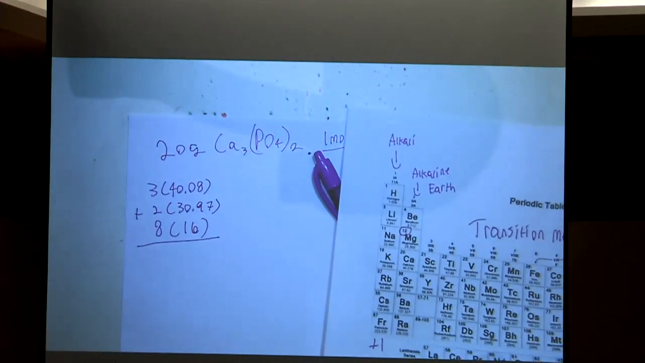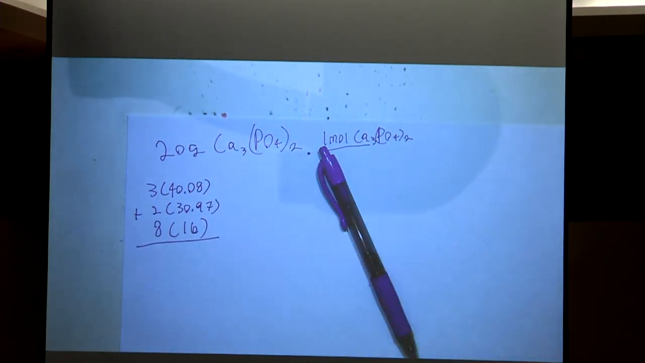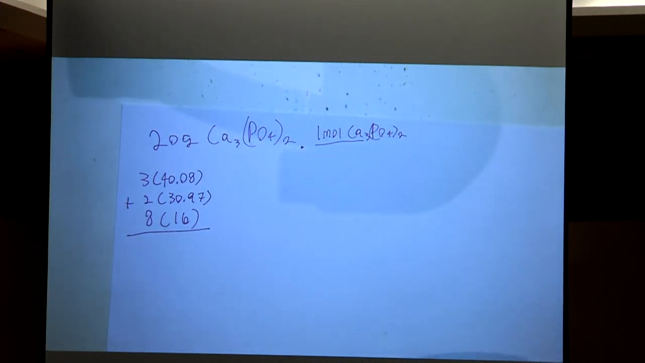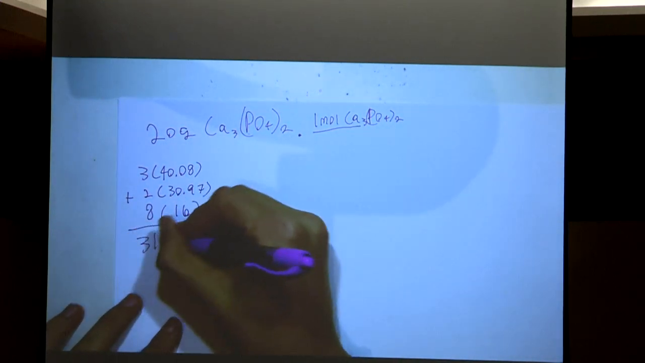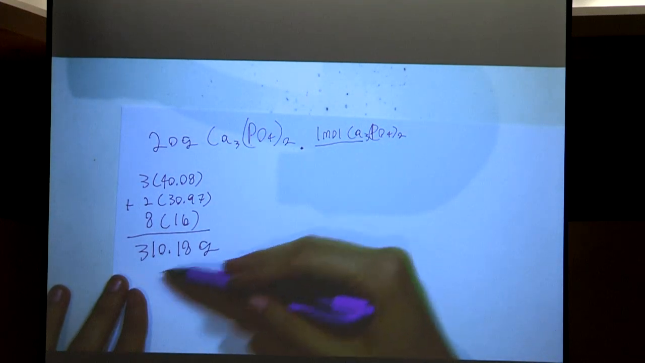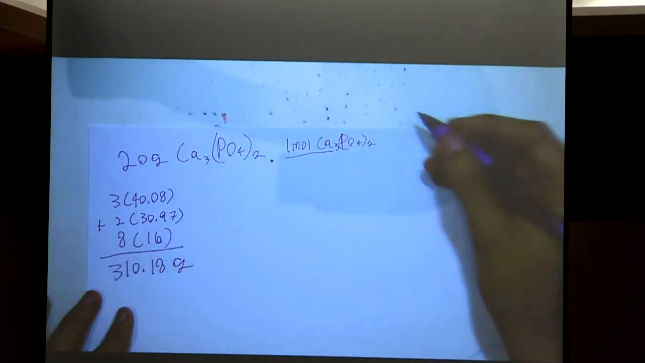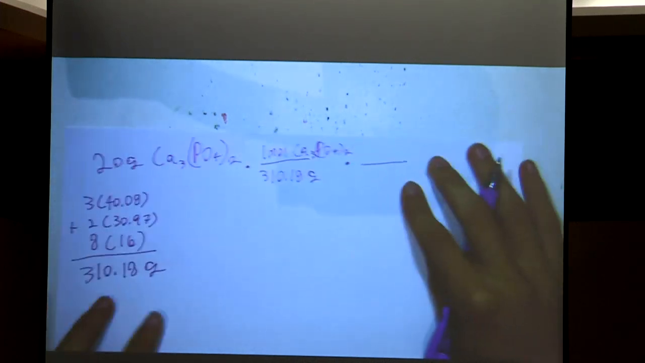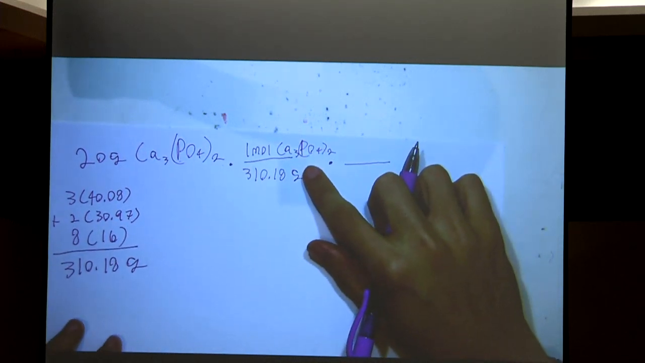Okay. So I got 310.18. And for stoichiometry, you don't really have to worry about the sig fig rule, so you can just leave it at this because your answers are going to be close enough. So 310.18 grams. And how many moles of phosphate ions do I have in 1 mole of Ca3(PO4)2?